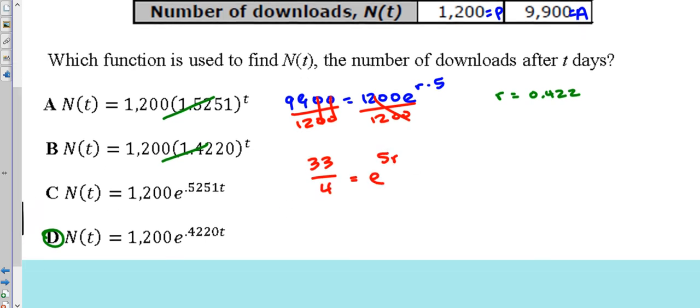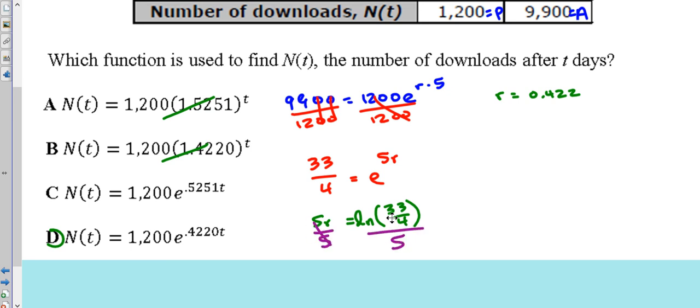And now how do you solve an exponential once you get the base by itself? Once it's isolated, well, you switch it to logarithm. So a base of e is the same thing as log base e, or natural log. And now these things switch places. So I have 33 over 4 over here. Those switch. And on this side of the equal sign, I have the 5r. One more step to get r by itself is divide by 5.